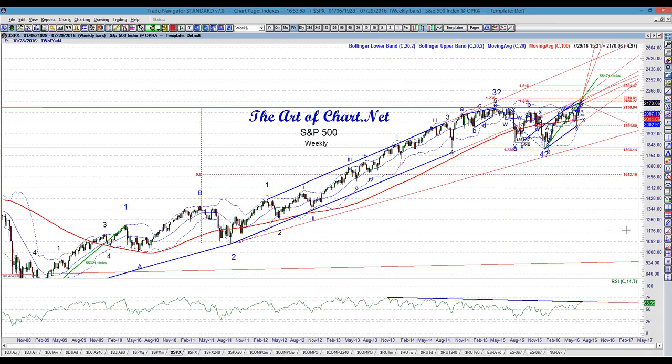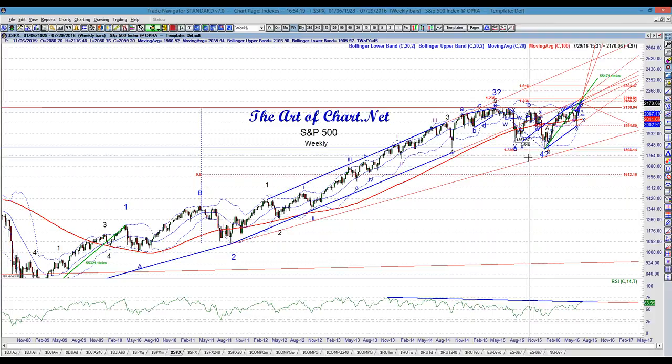The other potential target I would use is a Fibonacci expansion like this, to show first target. First target is shallower than that, at 2210. That would be first target. I think first target is a lot more likely than 2350. I don't see the expansion to support it.